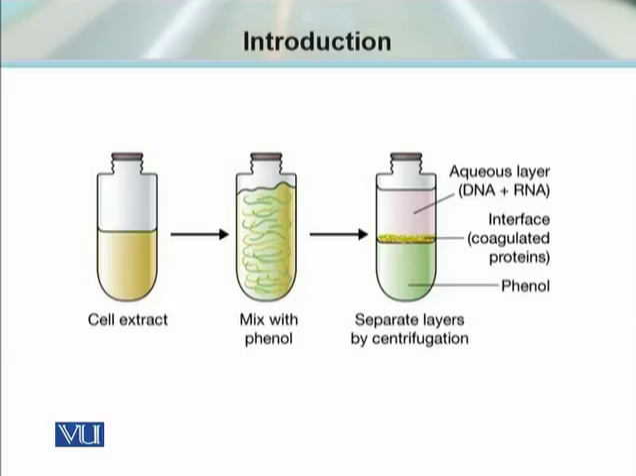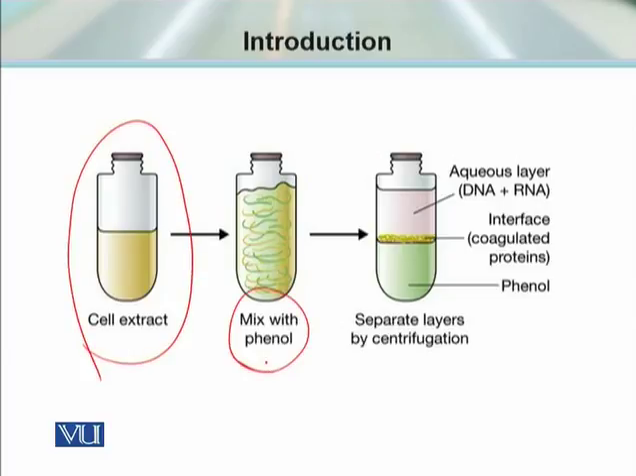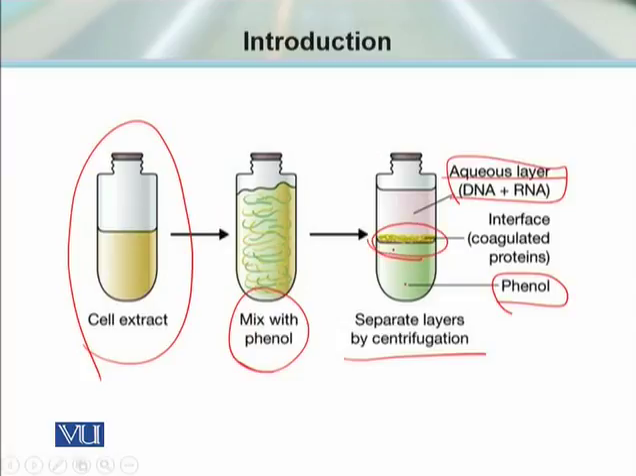from the cell extract. This picture shows you the cell extract is prepared, phenol is added to this cell extract, and the layers have been separated after centrifugation. The bottom layer is of phenol, and the aqueous layer consists of the nucleic acid, DNA and RNA, whereas you can see that the proteins are going to coagulate at the interface of the phenol and the aqueous layer.